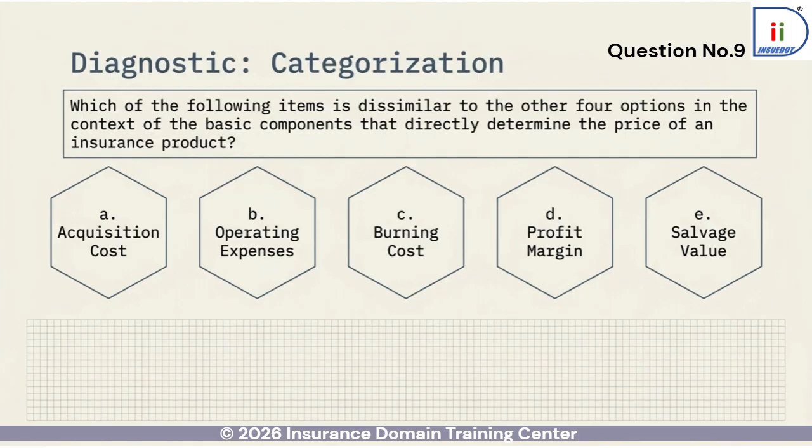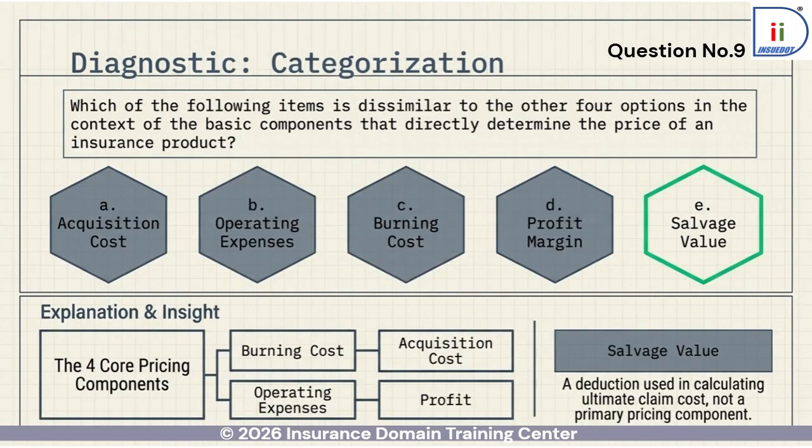Have you chosen the answer? Pause the video if you need some more time. The correct answer is option E, salvage value. Salvage value is a deduction in calculating ultimate claim cost, whereas other options are additions.